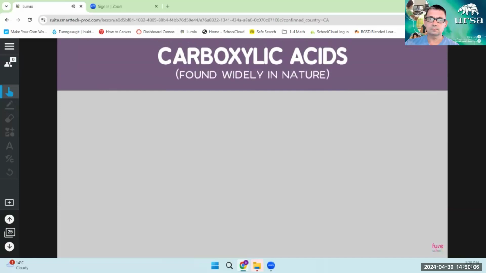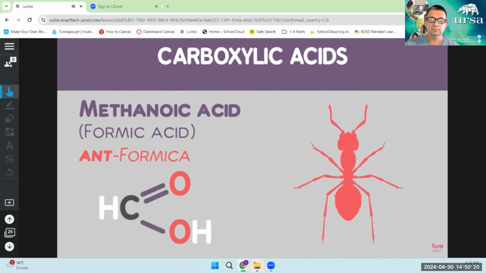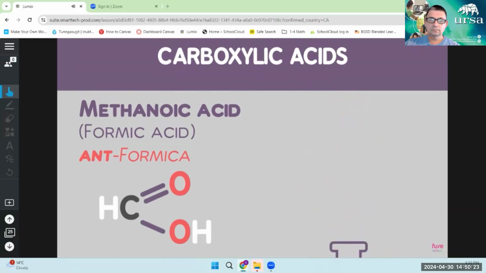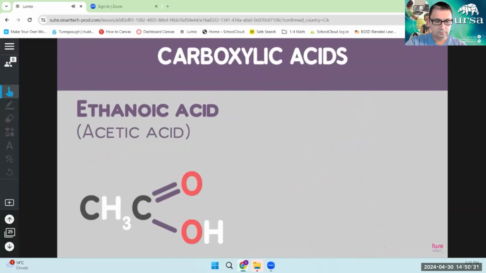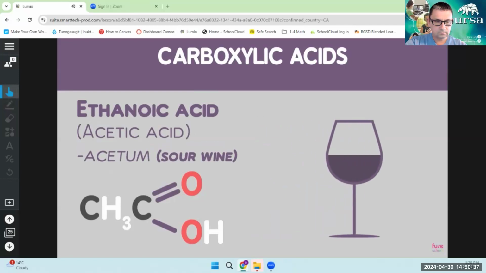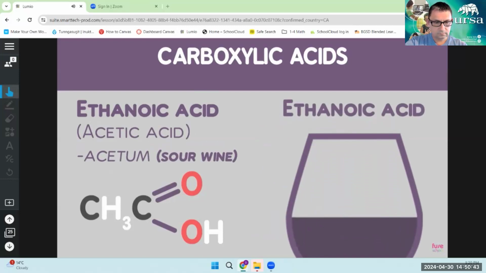Carboxylic acids are found widely in nature. Here are 3 examples. First up, methanoic acid. Methanoic acid is commonly called formic acid, from the Latin for ant, formica, as it is the compound red ants inject into their prey. It was first isolated by distilling red ants. Secondly, ethanoic acid. Ethanoic acid is commonly called acetic acid, from the Latin acetum, meaning sour wine. This is because wine, which is a solution of ethanol, is oxidized in the air to ethanoic acid. Vinegar is a dilute solution of ethanoic, acetic acid.